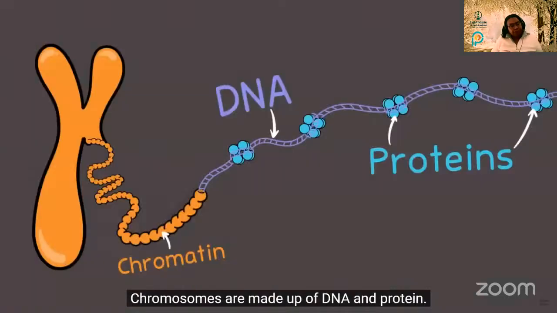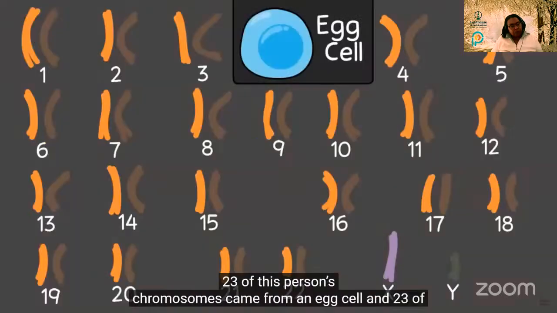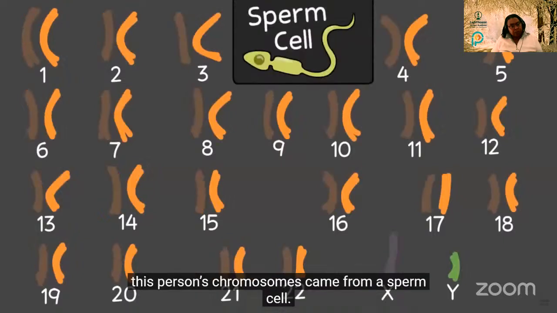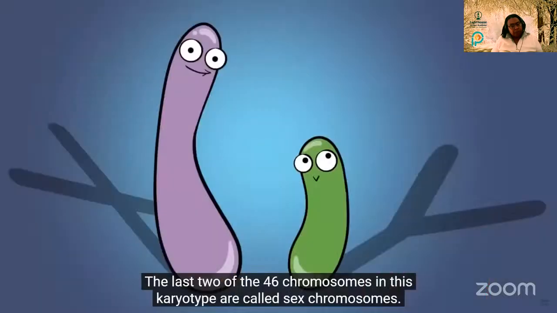Chromosomes are made up of DNA and protein. They contain your genes. 23 of this person's chromosomes came from an egg cell, and 23 of this person's chromosomes came from a sperm cell. The last 2 of the 46 chromosomes in this karyotype are called sex chromosomes.